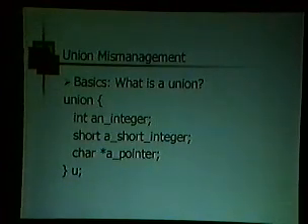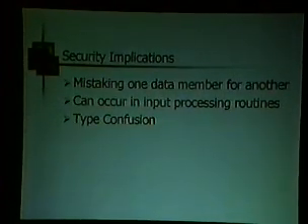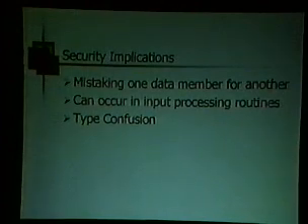So the fact that these elements overlap in memory can lead to some potential security vulnerabilities. Basically, the problem that can happen here is that you mistake one data member for another, which can lead to type confusion. You might mistake an integer for a different integer, which might be limited to a certain range of values, or you might mistake an integer for a pointer, and that can have some interesting consequences.